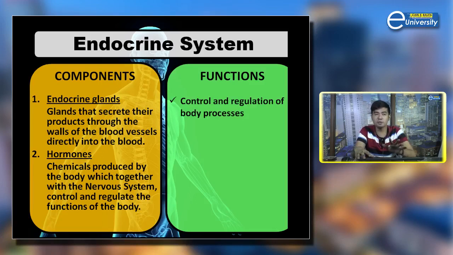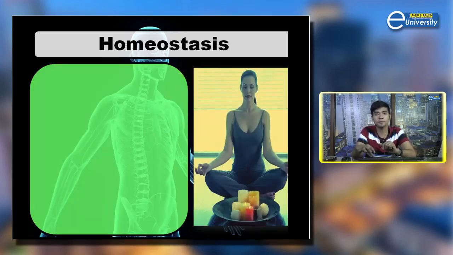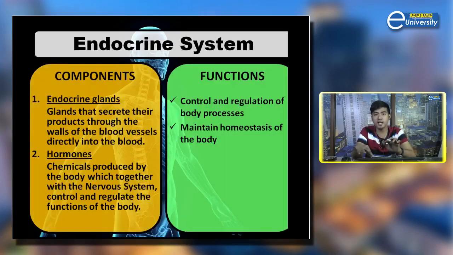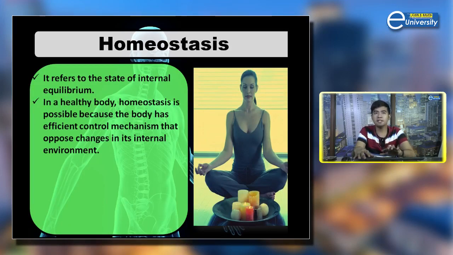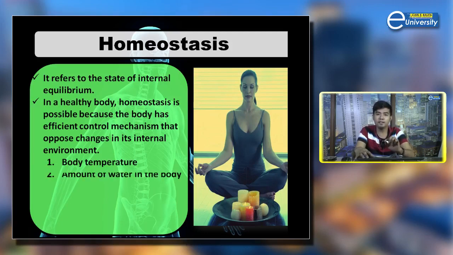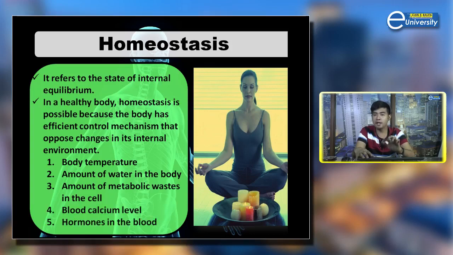the body. What are the functions of the endocrine system? Number one, it controls and regulates the temperature. And the next one is it maintains homeostasis of the body. When we say homeostasis, it refers to the state of internal equilibrium. So, in a healthy body, homeostasis is possible because the body has efficient control mechanisms that oppose changes in its internal environment. And when we say homeostasis, meaning you have to control your body temperature, amount of water in the body, the amount of metabolic waste, body calcium level, and of course, the amount of hormones in our blood.